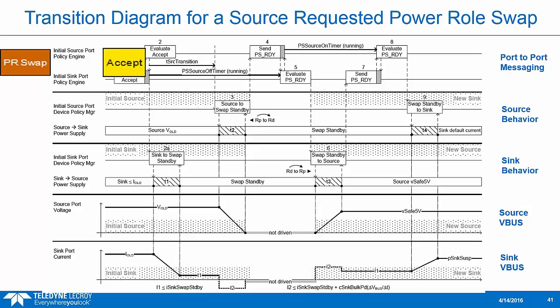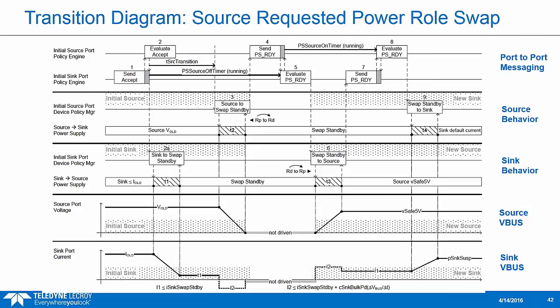Then there are the two PS readies, one when VBus is dropped, the second one when the new source has turned VBus back on. So in addition to checking the PD message sequence we see here, we need to also look at all these different timing parameters during the swap. And these are slightly different from the power increase transitions we just looked at.